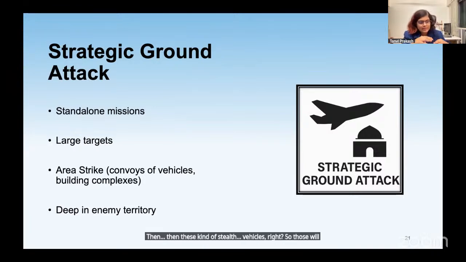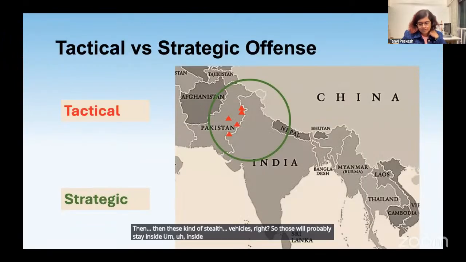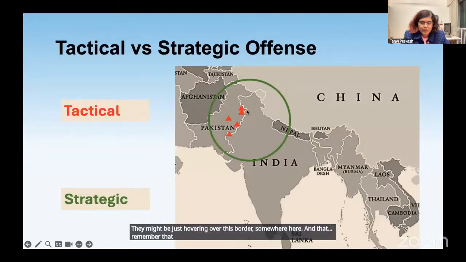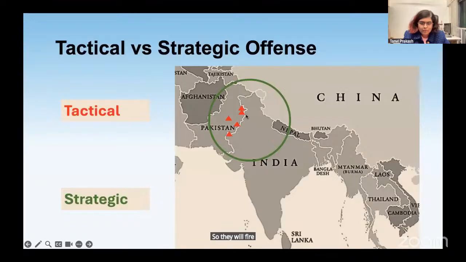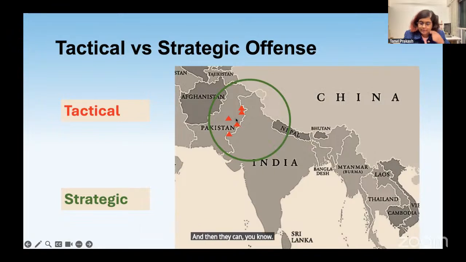So those will probably stay inside our boundary area. For example, they might be just hovering over this border somewhere here. And remember that 8 to 11 kilometer range that I told you about. So they will fire one payload which can go 11 kilometers deep into this zone. Or maybe they'll just venture a little deeper inside where there is no enemy protection, and then fire at their targets from 11 kilometers and then return.